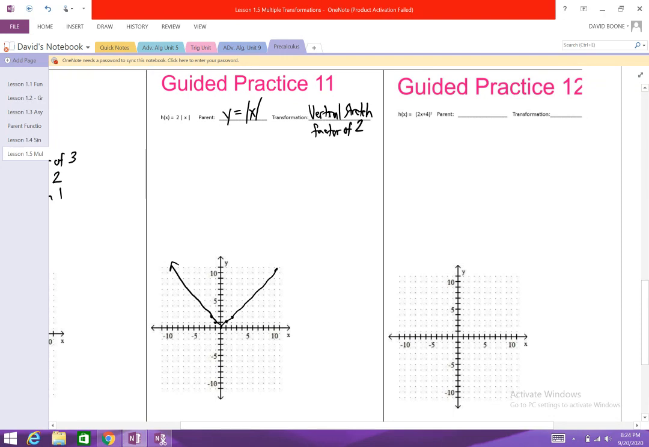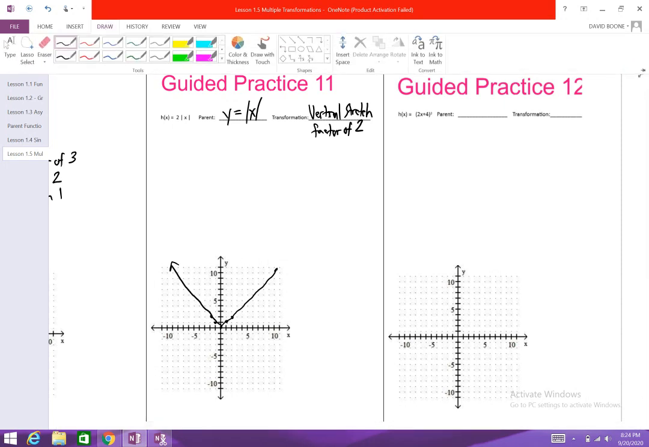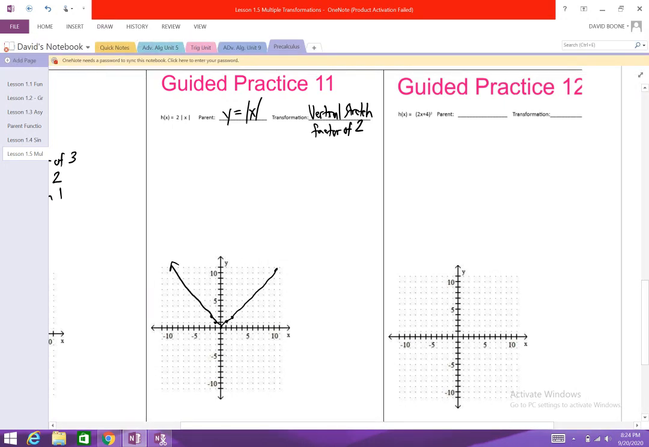So I'm pulling everything up this way 2 times. Now instead of this graph being at (1, 1), if I stretch it twice as much, it'll be at (1, 2). (0, 0) would stay the same. (1, 2) would be twice as much, and we'd have a graph there. 3 points is usually enough for the graph.